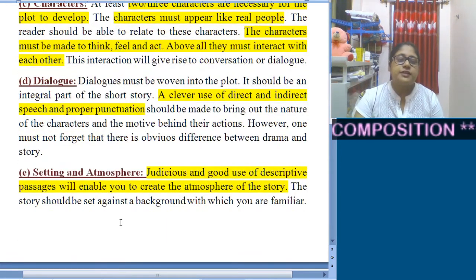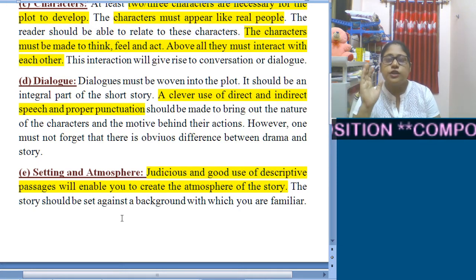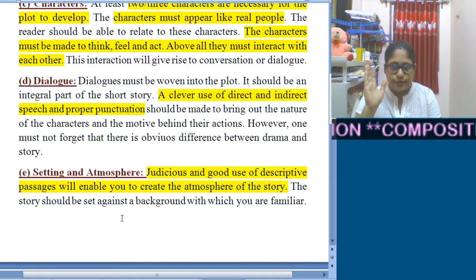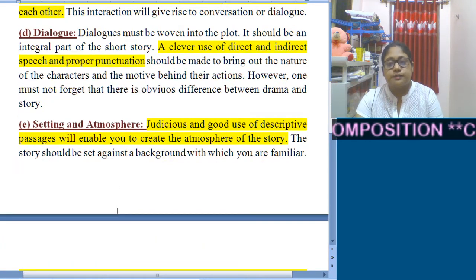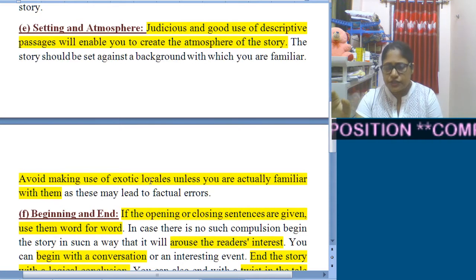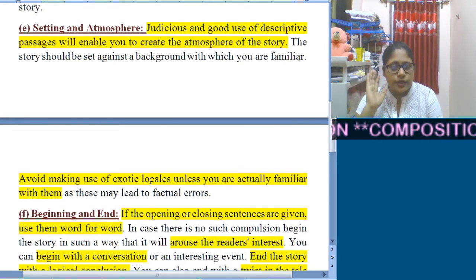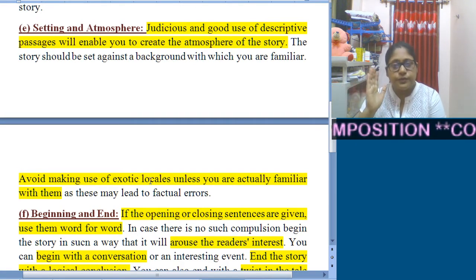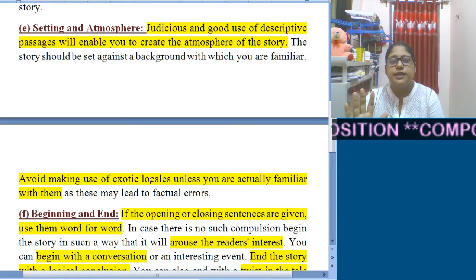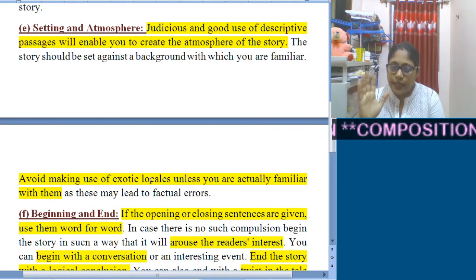Then comes setting and atmosphere. You need to be very judicious about choosing the setting as well as the atmosphere, and you should avoid using exotic locations or locales if you do not have a proper idea regarding that particular place. It's better if you choose something you are familiar with, otherwise it will be considered as factual errors.